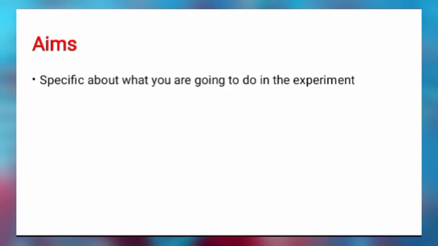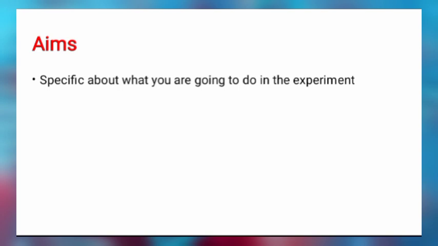So after your title, you then have to move on to your aims. So the aims has to do with what you are going to do in the experiment, the specific things that you are going to do in your experiment. So for instance, for the qualitative test on carbohydrates, it is something broad because there are a lot of qualitative tests available. You can carry out Molisch, Fehling, and then the rest.